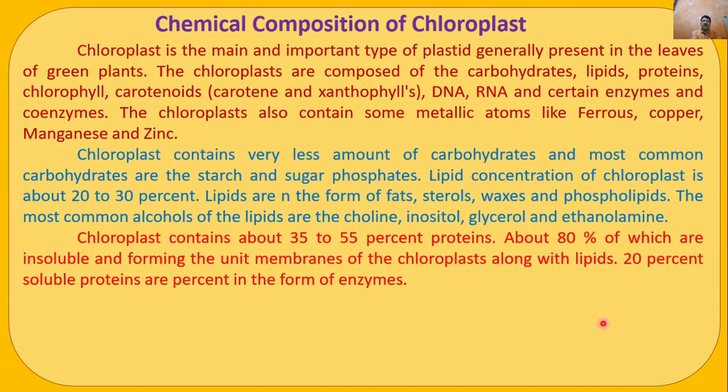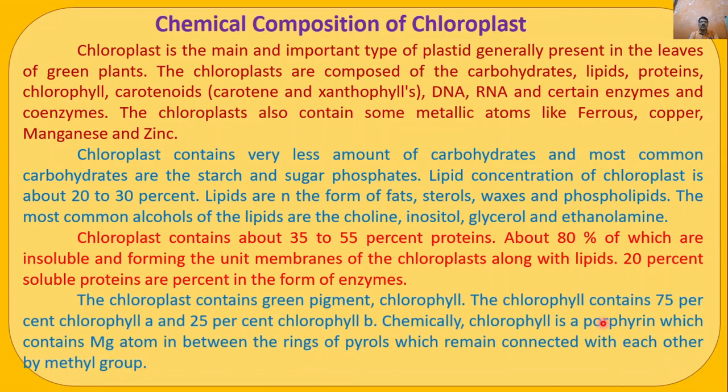Chloroplasts also contain about 35 to 55% proteins, about 80% of which are insoluble and form the unit membrane of the chloroplast along with lipids. 20% soluble proteins are present in the form of enzymes. The chloroplast also contains green pigments like chlorophyll. The chlorophyll contains 75% chlorophyll A and 25% chlorophyll B. Chemically, chlorophyll is a porphyrin which contains a magnesium atom in between the rings of pyrroles, which remain connected with each other by a methyl group.